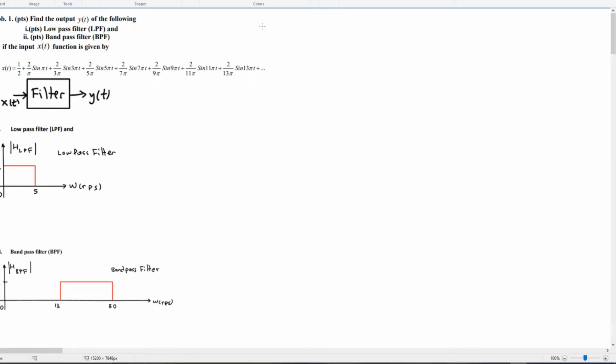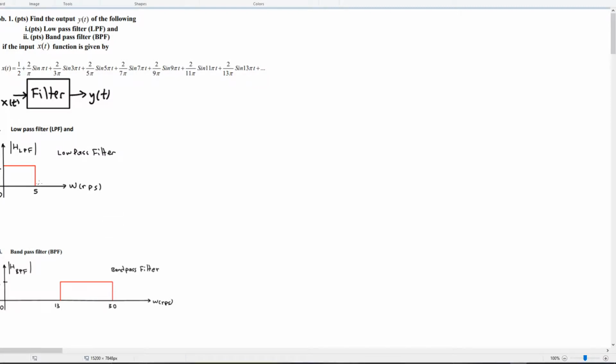So let's get started. For problem number 1, we have to find the output y of t of the following: low pass filter and band pass filter. If the input x of t function is given by, and it gives this really long equation, right? And it gives us the low pass filter and the band pass filter. So let's get started.